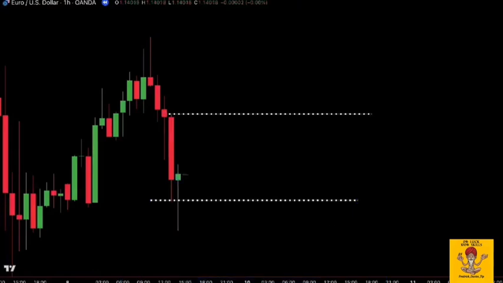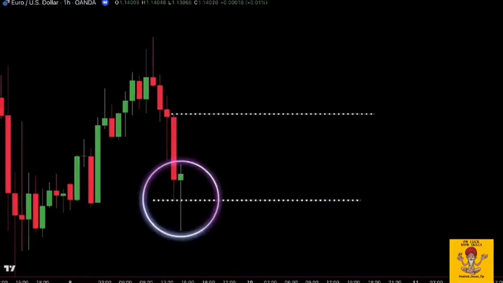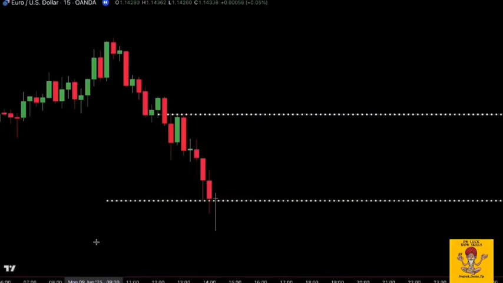The very next candle breaks below the low, but look closely, it closes back inside the range. That is a major clue. On the higher time frame, this tells you manipulation just happened. This is the liquidity sweep phase of the power of three. Now let's zoom into the 15-minute chart to see what actually happened inside that 1 hour candle.